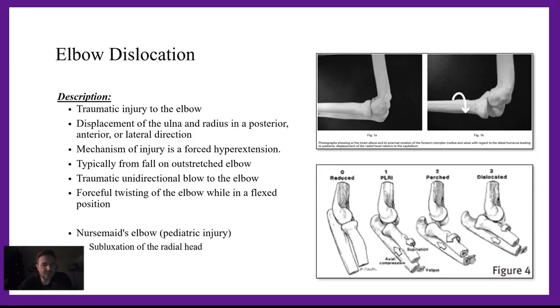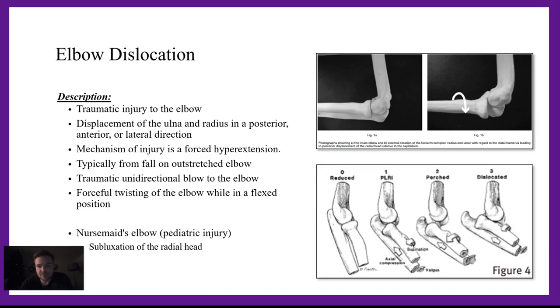So where do we start with elbow dislocations? Well, it's a traumatic injury to the elbow. It's displacement of the ulna and the radius in a posterior, anterior, or lateral direction. It is usually caused by a forced hyperextension, and this is typically through the mechanism of axial loading, supination, and valgus stress. So if you supinate and you land on your arm, it goes through any sort of valgus stress, or if you're hypermobile, you may dislocate your elbow with enough force.